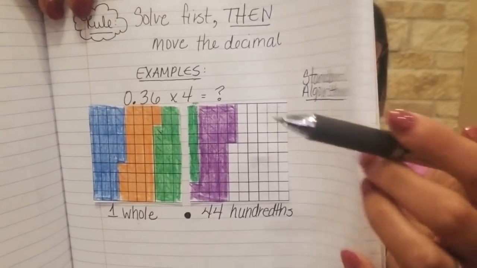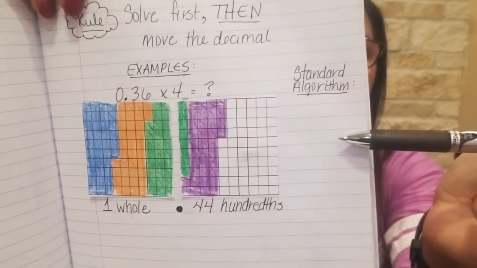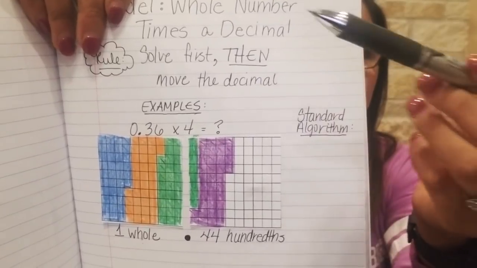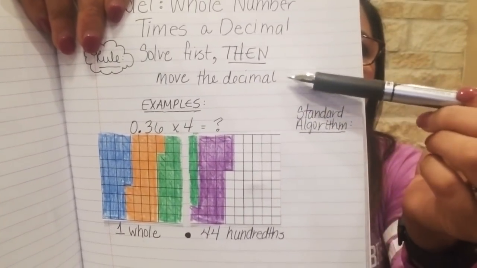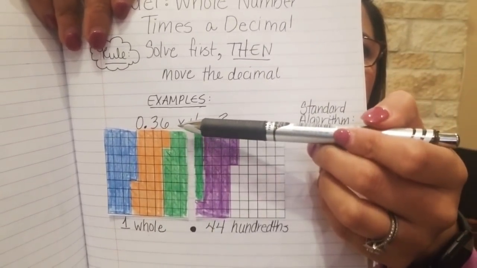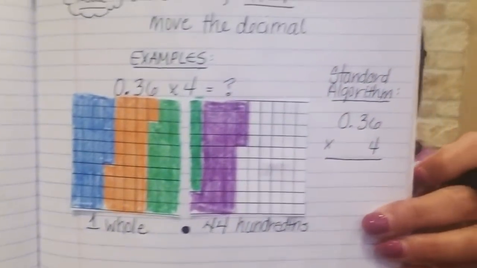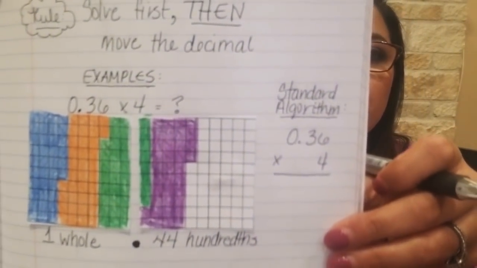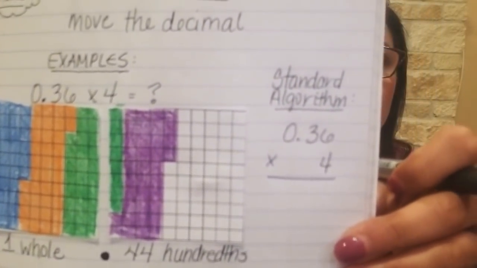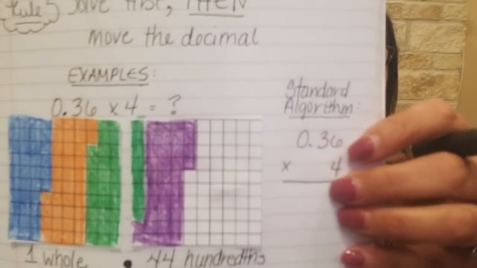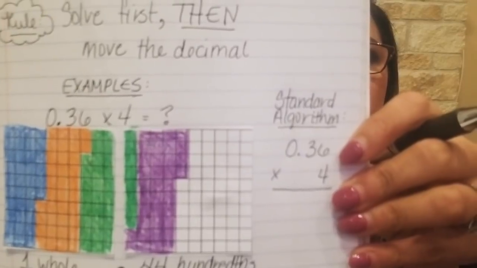And we're going to set up this equation over here. So that's where the rule is going to come into play. We're going to solve first, then move the decimal. So what I want to write down first is 36 hundredths times 4. So let me write that down. So we have 0 and 36 hundredths times 4. So just like that. It should look like that right now. Okay? Can you see that? It's a little blurry right now for some reason. 36 hundredths times 4. Okay? That is our standard algorithm.